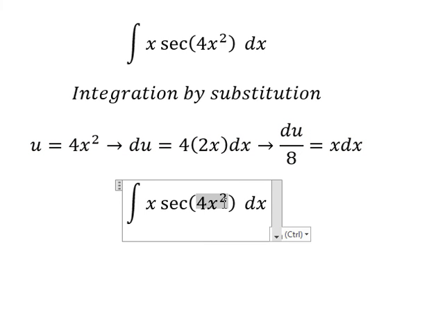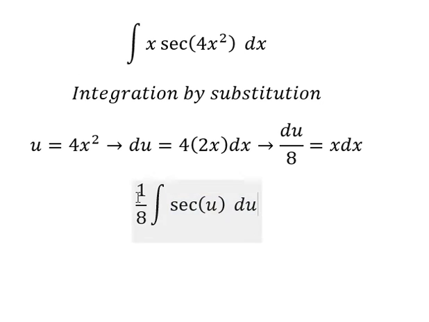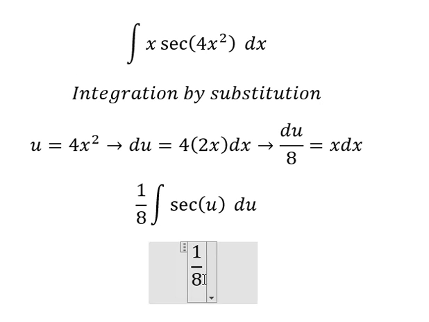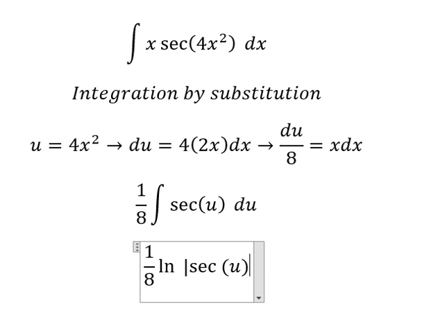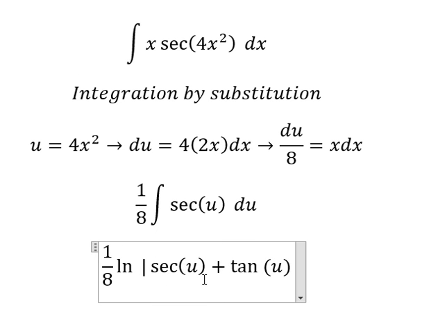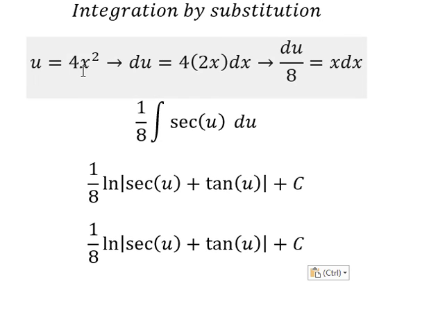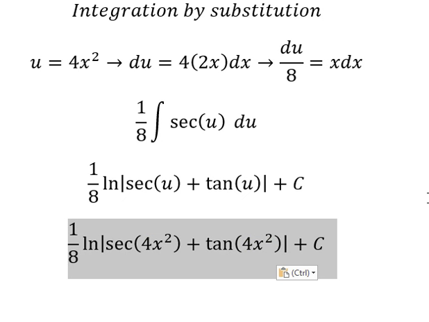So this one we change by u. The x dx we change by du over number 8. So the integration of secant of u, you get ln of the absolute value of secant of u plus tan u. And then we put plus c, about u, that is about this one. And this is the final answer. This is the end.